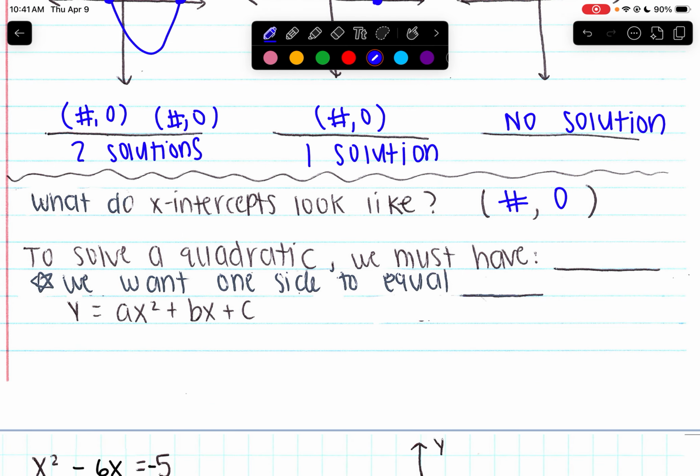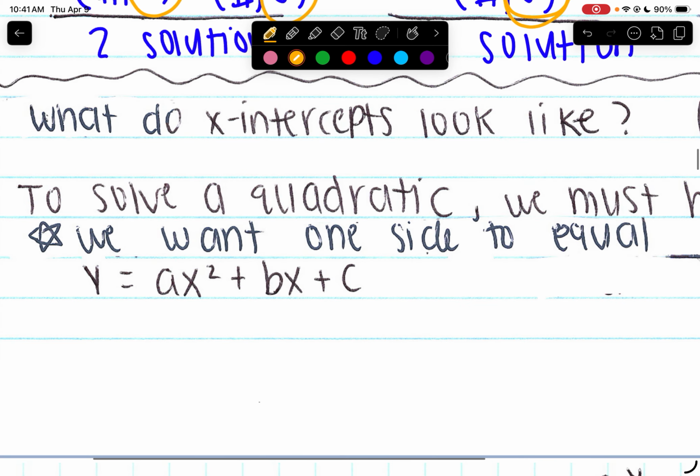Now, if we're trying to solve a quadratic, remember we're solving for the solution, right? We're solving for that x-intercept. We want that y value in all cases, no matter what. The y value in all of these x-intercepts is 0. And so we want our y value to equal 0, aka we want this y to essentially become 0.